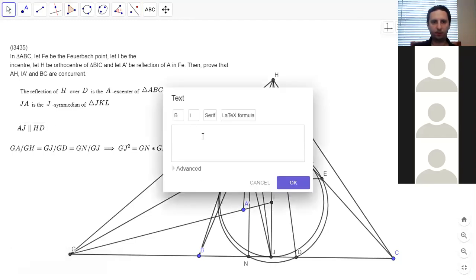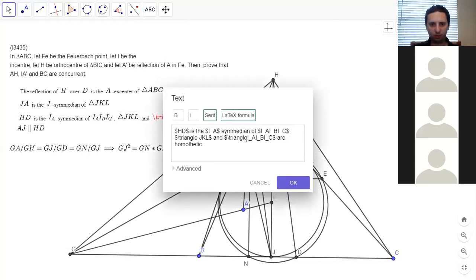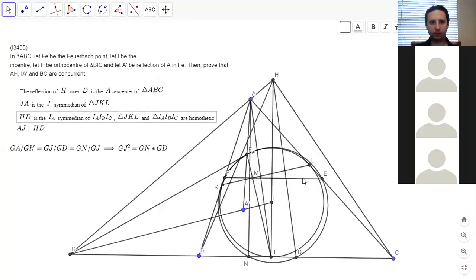Okay, so HD is the IA symmedian of IA, IB, IC, and JKL, and IA, IB, IC are homothetic. So if you combine those two, that's how you get that.